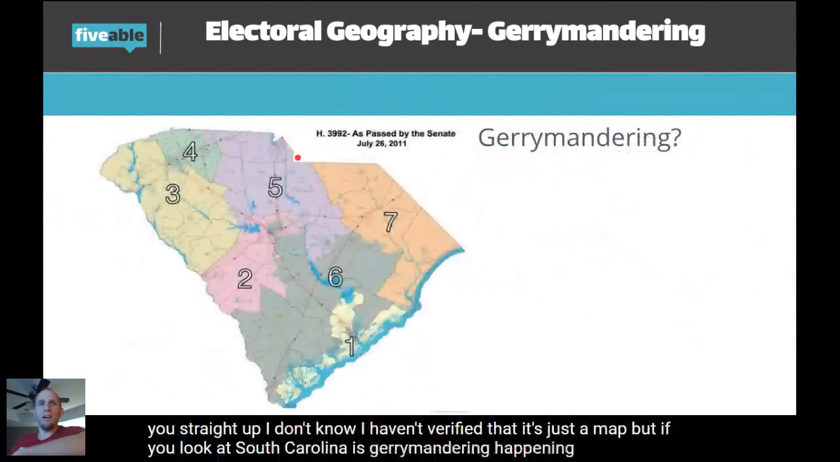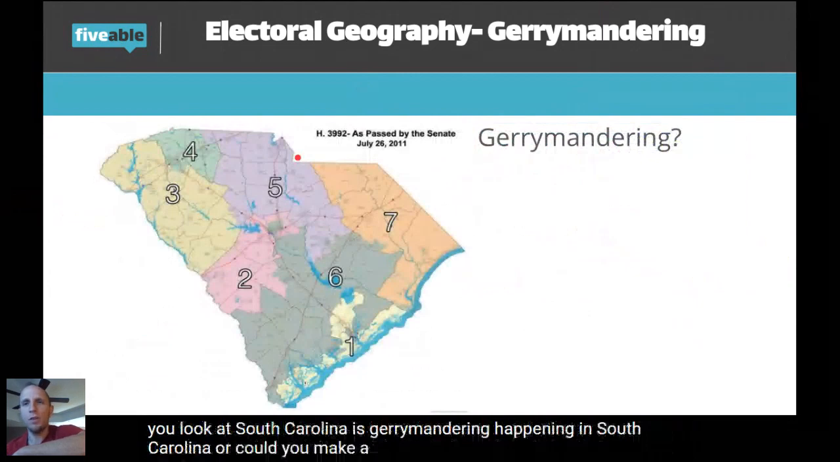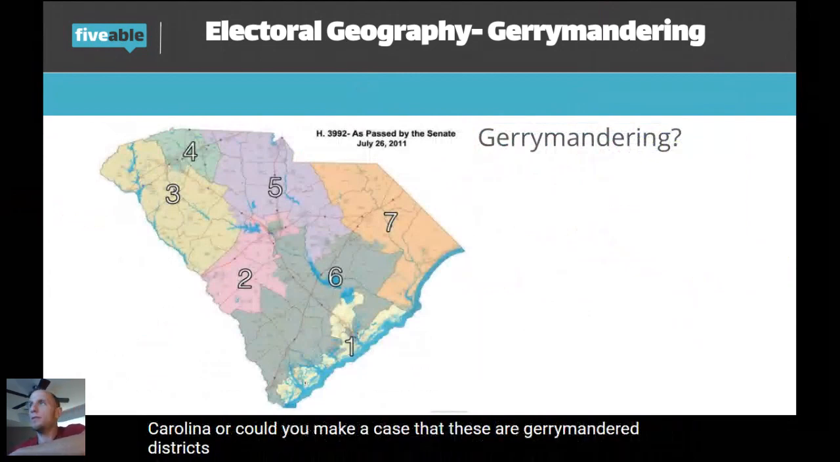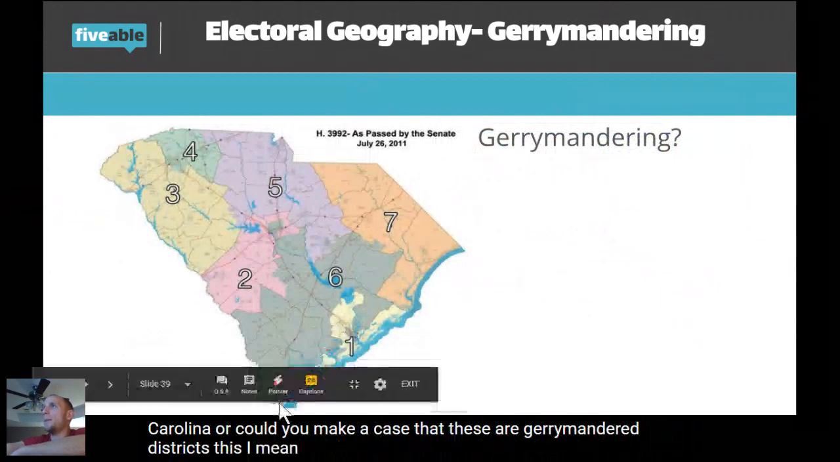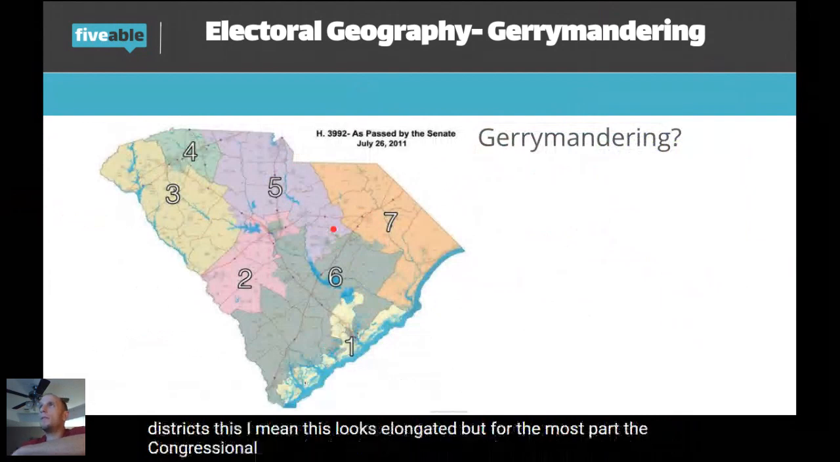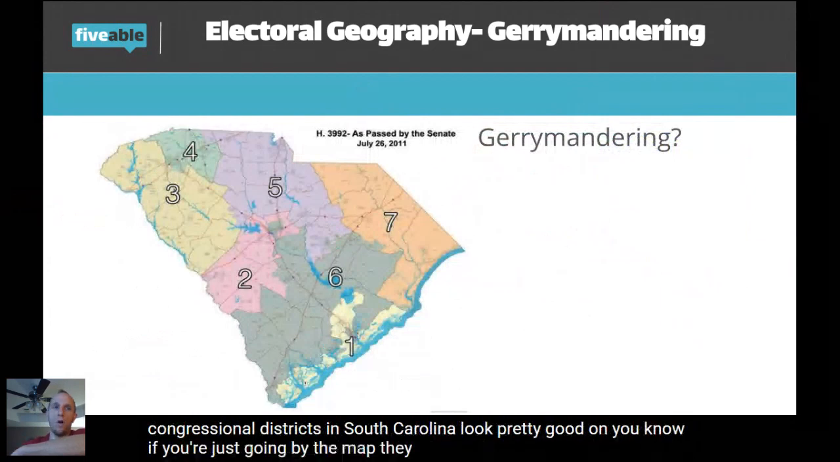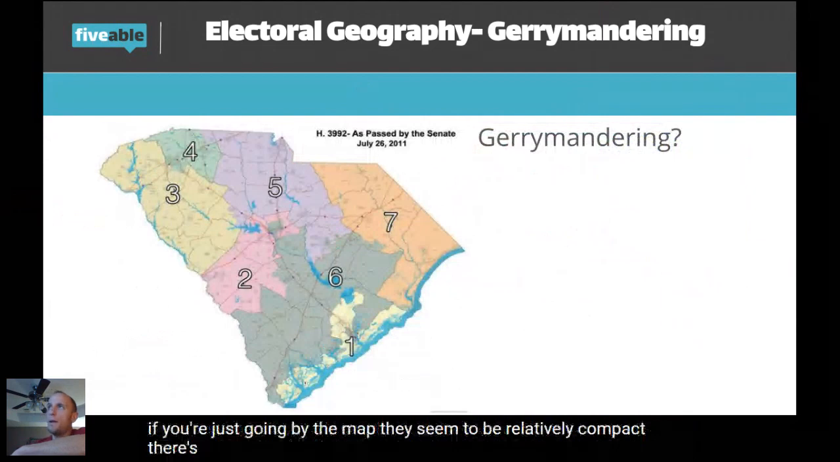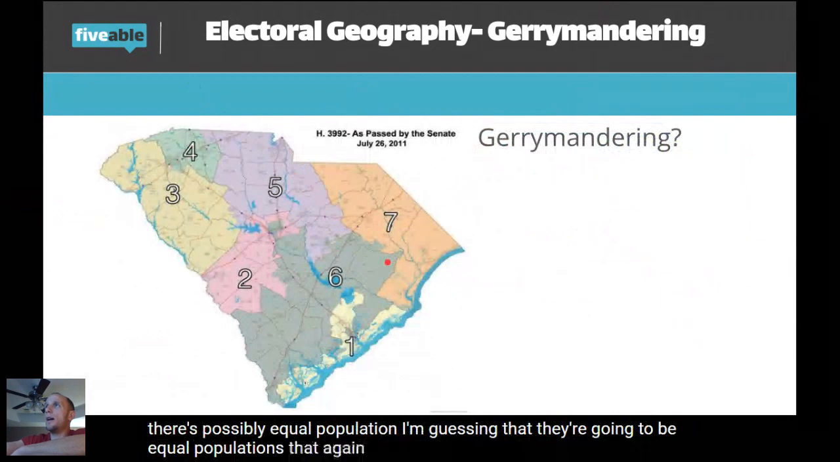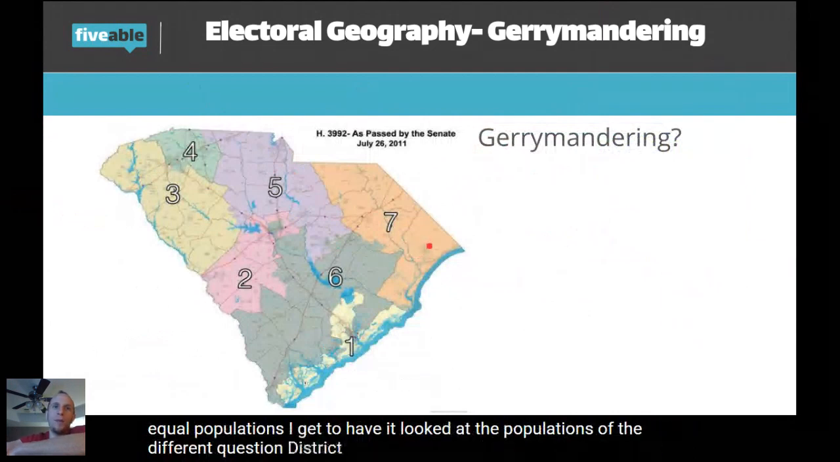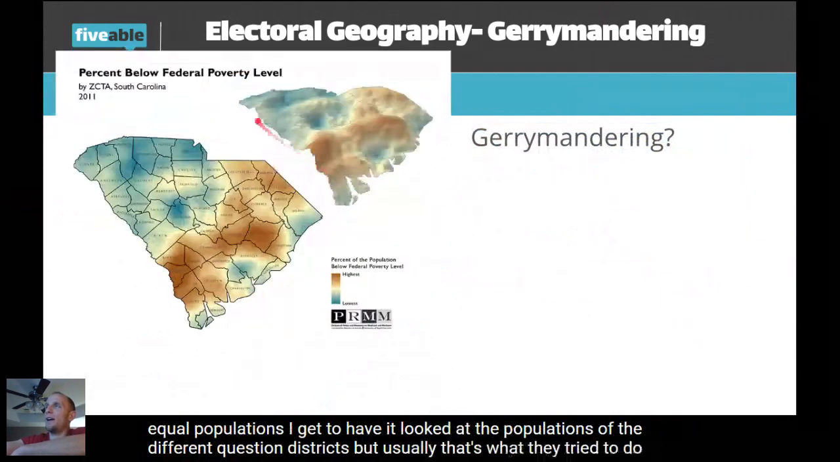But if you look at South Carolina, is gerrymandering happening in South Carolina, or could you make a case that these are gerrymandered districts? Well, on the surface, this looks elongated, but for the most part, the congressional districts in South Carolina look pretty good if you're just going by the map. They seem to be relatively compact. There's possibly equal population. I'm guessing that they're going to be equal populations. I haven't looked at the populations of the different congressional districts, but usually that's what they try to do.